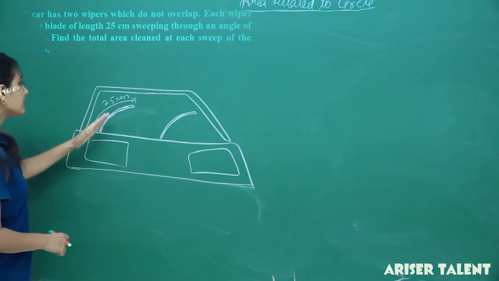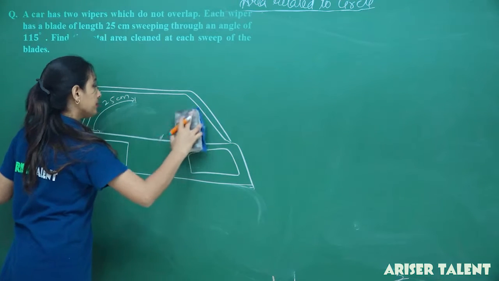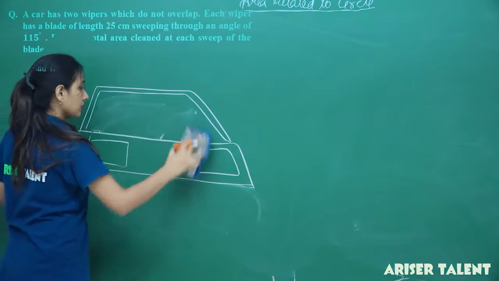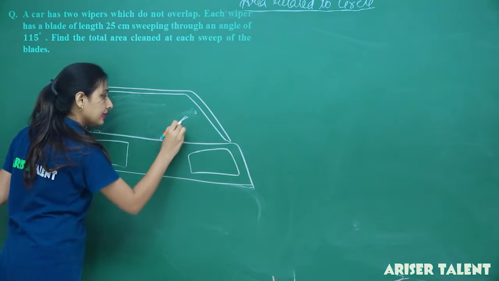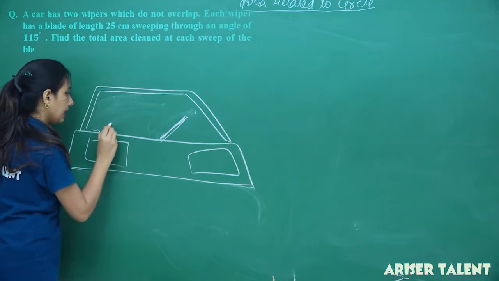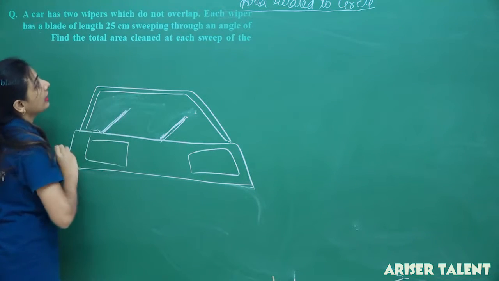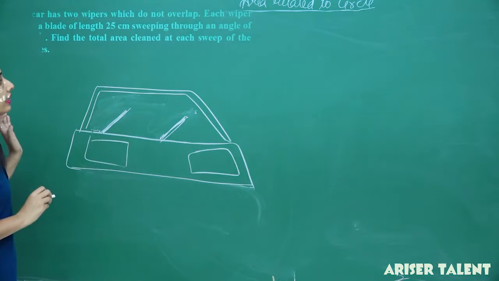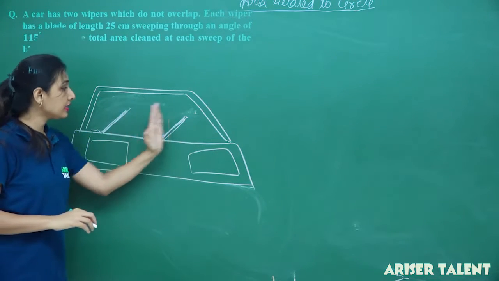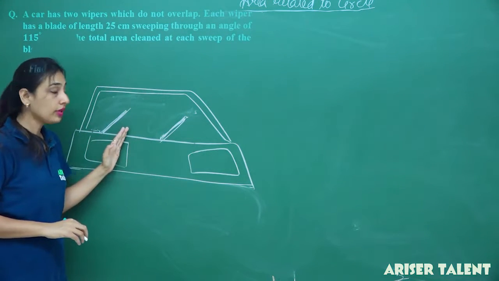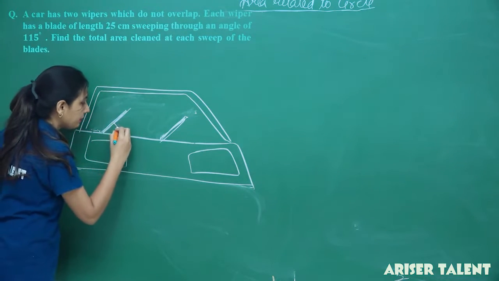So students, the idea is this, but it's saying a blade. So what is a blade? Blade is like this, right? This is one blade and this is the second blade. It's saying that your two blades are cleaning and these are not overlapping. So there is no overlapping area. This area is different, this area is different. Now it's saying that it has an angle of 115.